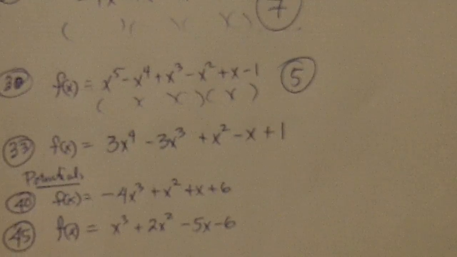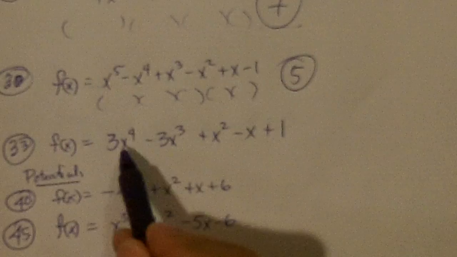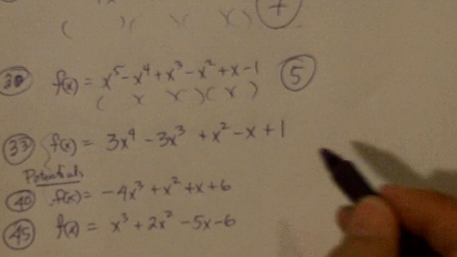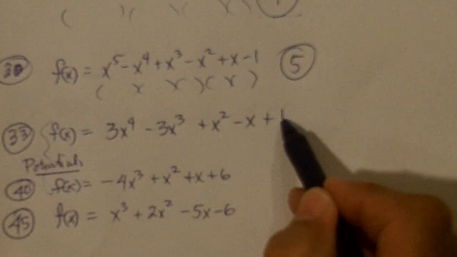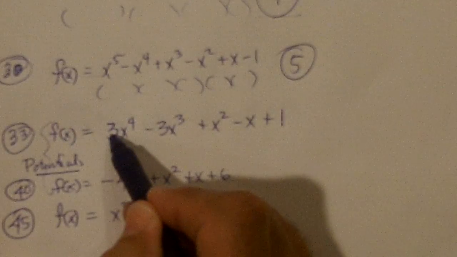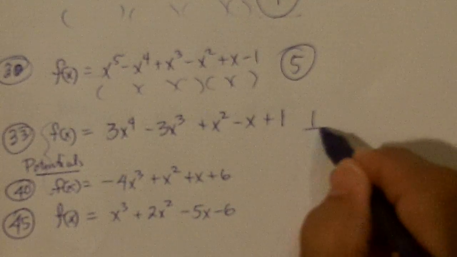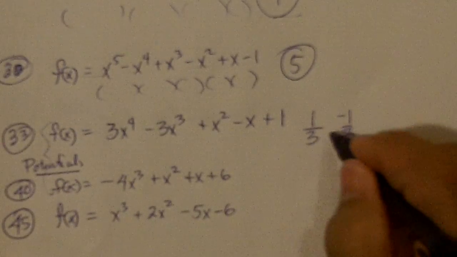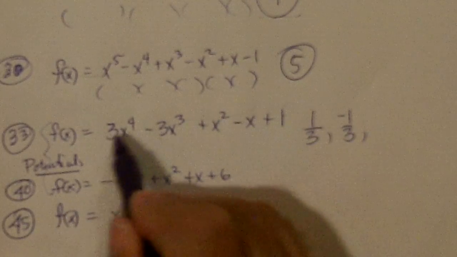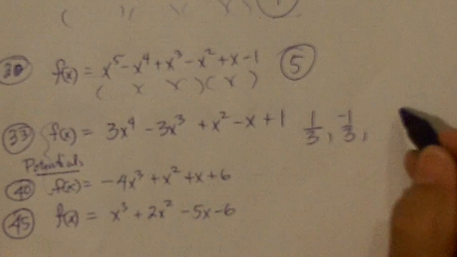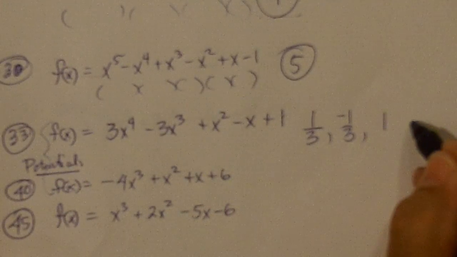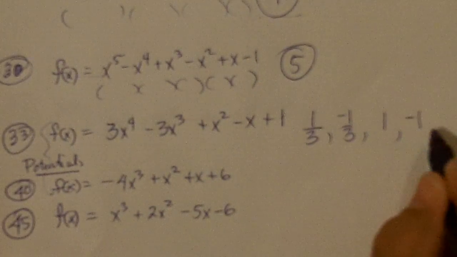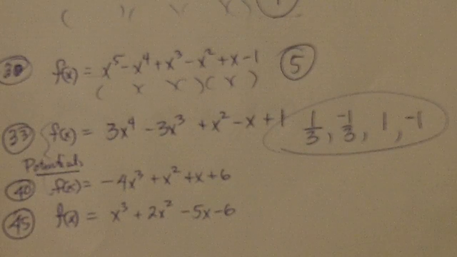Okay, and 33, and 30 and 40, we're supposed to find the potential zeros, and that is factors of the constant over factors of the 3. So it could be 1 over 3, negative 1 over 3, or plus or minus 1/3. And then the other factor of 3 is 1, so it could be 1 over 1, which is 1, and 1 over negative 1, which is negative 1. And so there are the 4 potential factors.